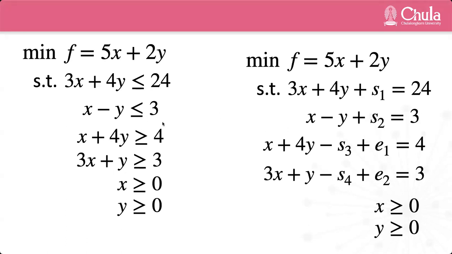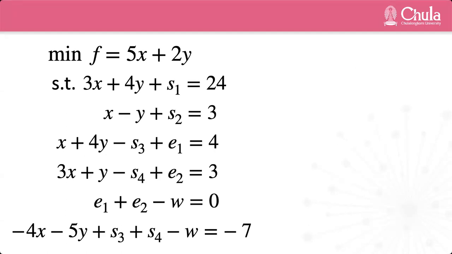Just add a slack variable. And the third one, we have a problem because we have a non-negative right-hand side and the relationship is greater or equal. So we have to subtract a slack variable and add E1, which is our artificial variable. The fourth one is the same idea: we subtract a slack variable and add an artificial variable.